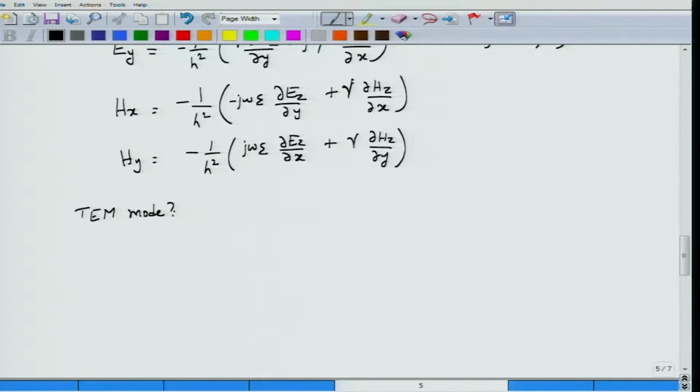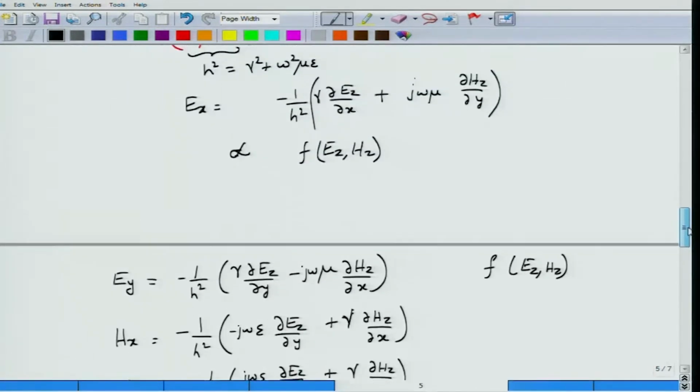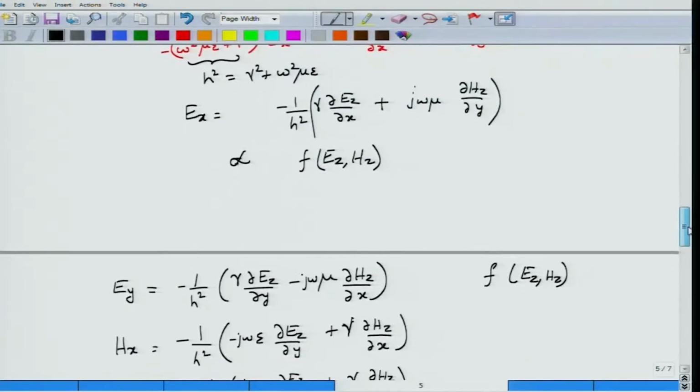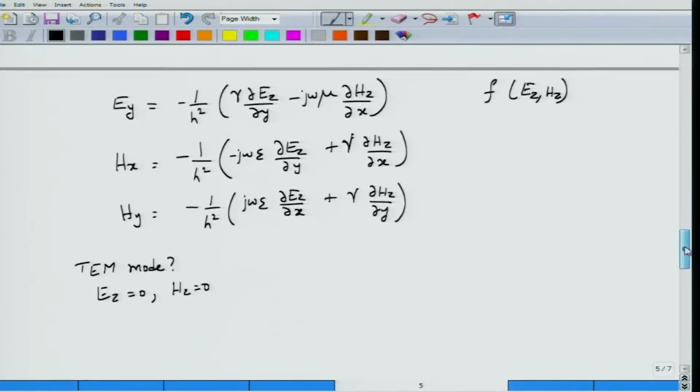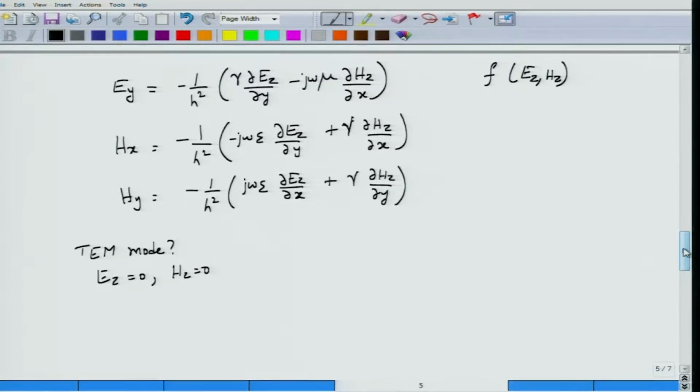Well, what do we need to obtain a TEM mode? In TEM mode, you have Ez equal to 0, Hz is also equal to 0, right? So this is the TEM mode. For this mode in which both Ez and Hz are equal to 0, what will happen to del Ez by del x or del Ez by del y? They would all go to 0. So all the components mentioned in these brackets will have to be equal to 0, and if you want a non-zero value of Ex, Ey, Hx and Hy, the only way you can obtain that is to make h square also equal to 0.